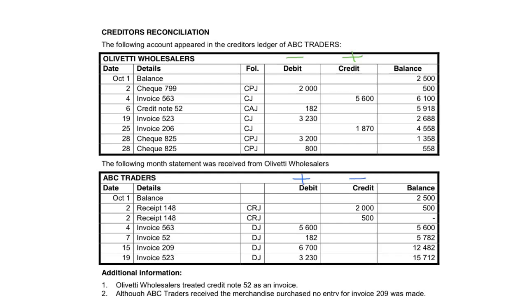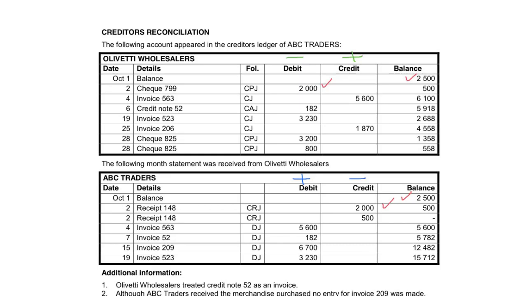Now, the first thing we have to do is determine where mistakes were made. If I look at the opening balance, for both of them it was 2,500. Then in the creditors ledger, we showed that we paid 2,000 Rand. In their books, they also show the 2,000 Rand. But what do we see? They've got an additional 500 Rand that's not in the books here. So it means that one of the two made a mistake. We will have to read to see where the mistake was made.